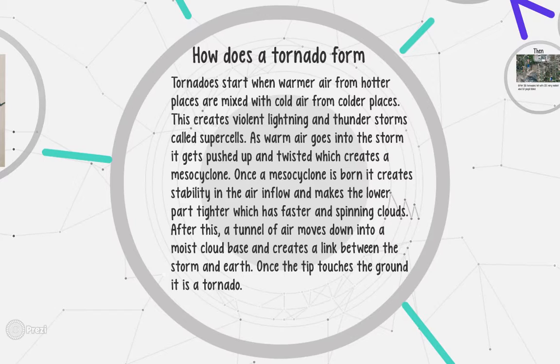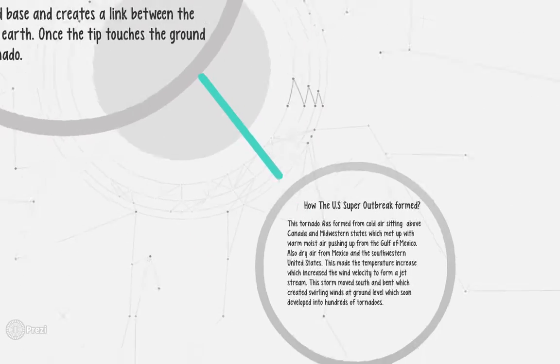Once a mesocyclone is born, it creates stability in the airflow and makes the lower part tighter, which has faster and spinning clouds. After this, a tunnel of air moves down into a moist cloud base and creates a link between the storm and the earth. Once the tip touches the ground, it is a tornado.